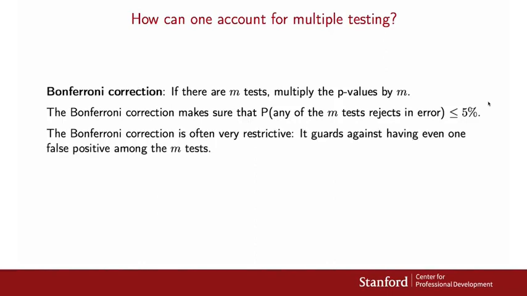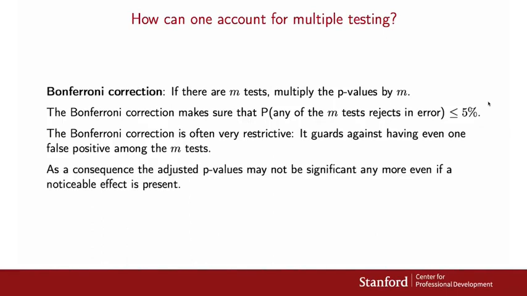Note that this is a very restrictive condition. If you do a large number of tests, let's say m is 1,000, you guard against even having one false positive. A consequence of this is that it may be difficult to claim a significant finding, even if a noticeable effect is present. For example, if you do 1,000 tests and the p-value is, let's say, 0.1%, which would look quite significant, you have to multiply it by 1,000, and then it doesn't look significant anymore at all. So the Bonferroni correction is probably working well if you don't have a large number of tests to look at.